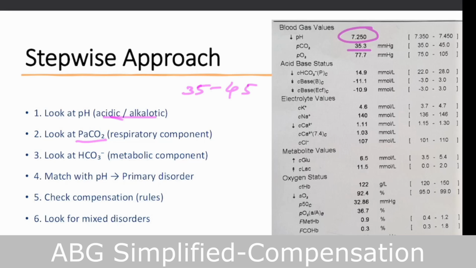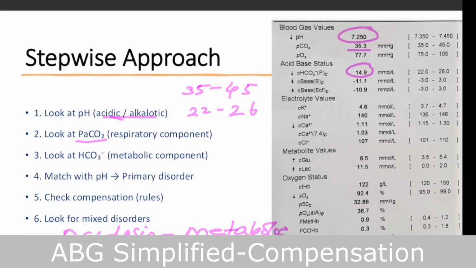So now we look at the bicarbonate. The bicarbonate is 14.9. The normal bicarbonate is 22 to 26 and the middle value is 24. So here you can definitely see that the bicarbonate is decreased. So the pathological process the patient has is acidosis, and the acidosis is due to a metabolic cause. So it is a metabolic acidosis.